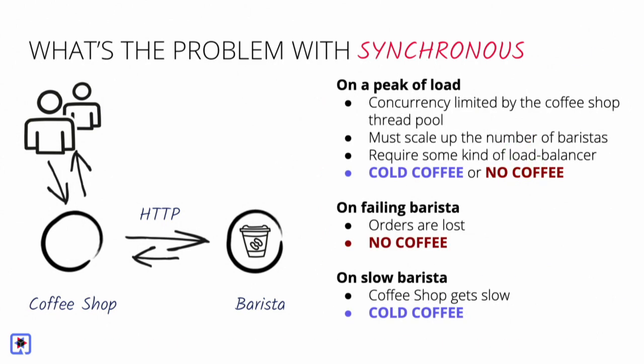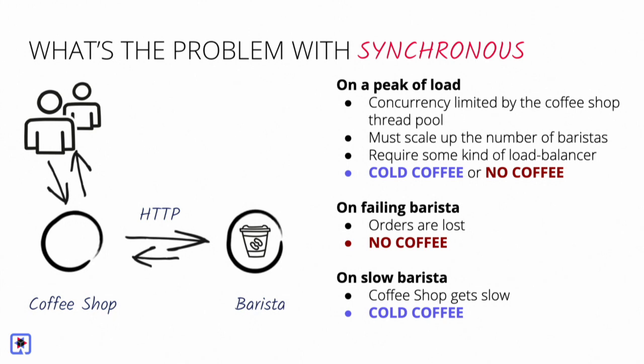So let's see how it works. The first thing to understand is what the issue is with HTTP and synchronous calls. And be careful, I'm not kidding about coffee, I really need a lot of coffee. If there are a lot of customers, then the concurrency of my bartender is going to be limited by the number of threads, which means that I need to scale up the number of baristas or require some kind of load balancer to handle this.